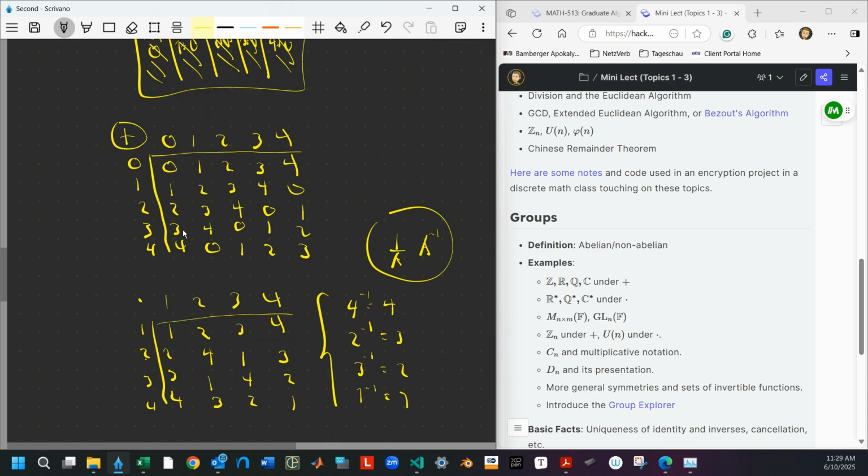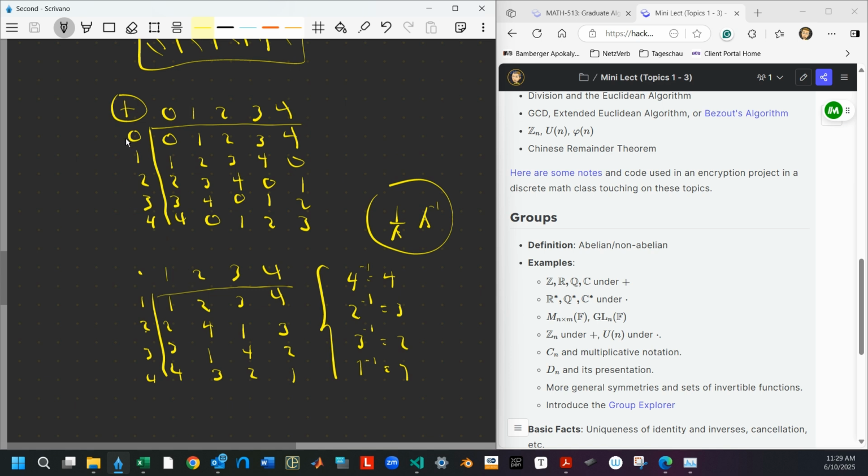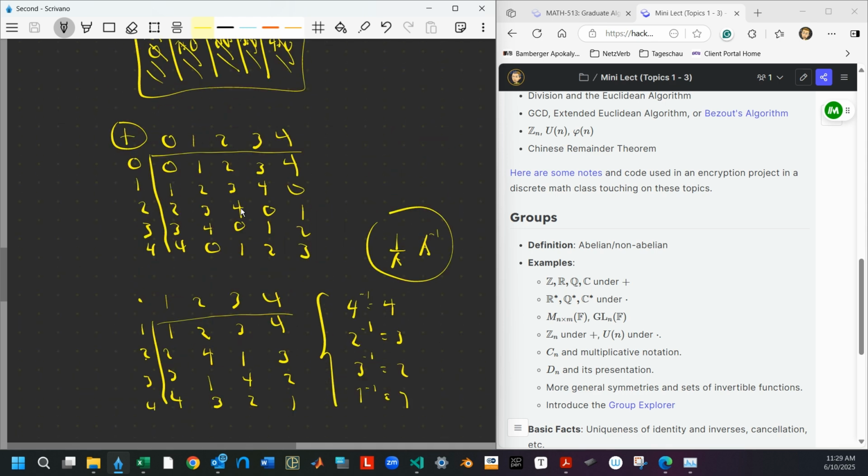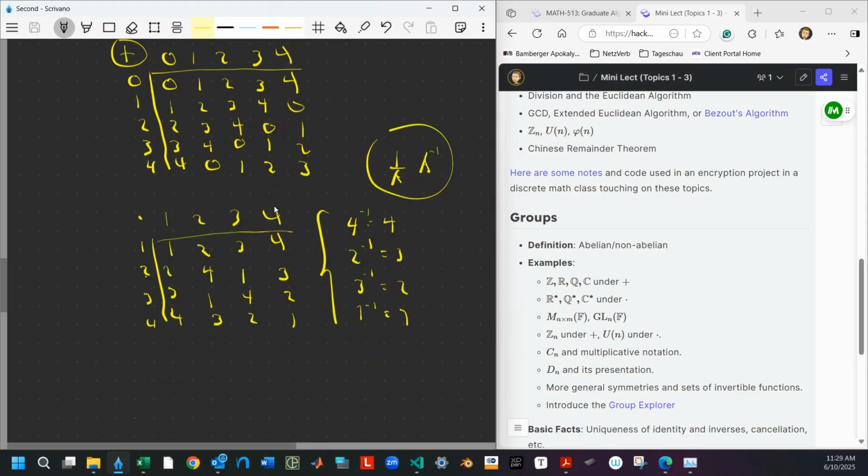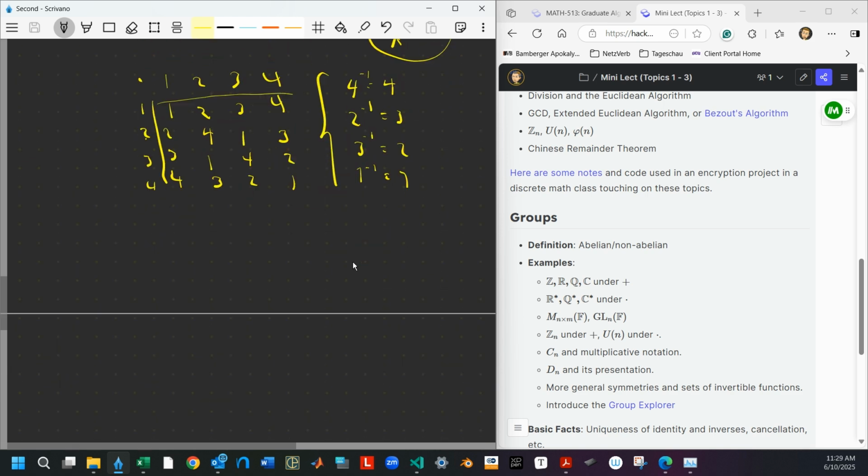So in fact, with Z5, everything has an inverse. So this is actually something we'll call a field later on. It actually behaves like the reals or like the complex numbers or like the rationals, right? You can divide, multiply, add, you can do all that stuff. Good, okay, so anyway, that's Zn.